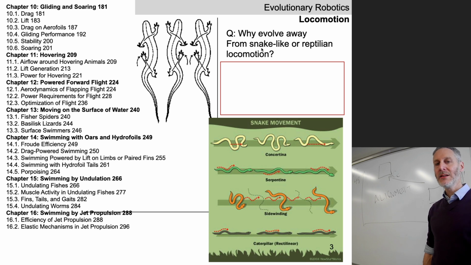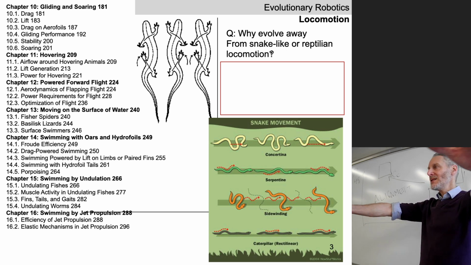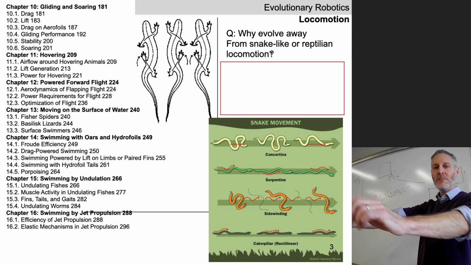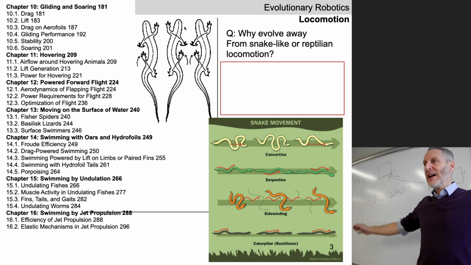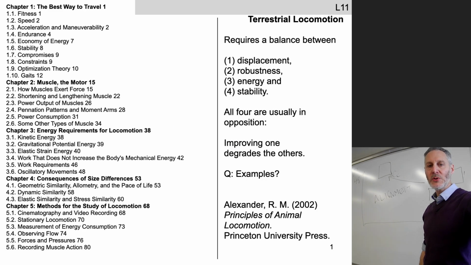Why did mammals ever evolve away from reptilian lineages, where mammals tend to have their legs vertically underneath them rather than lying flat on the ground? What's the drawback of snake-like or reptilian locomotion from the perspective of these four?